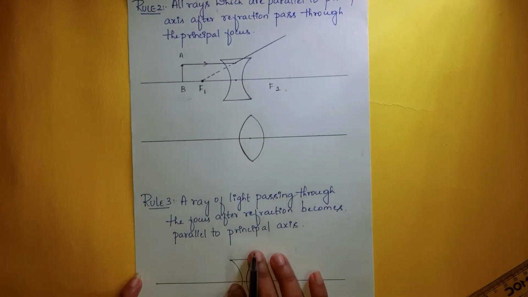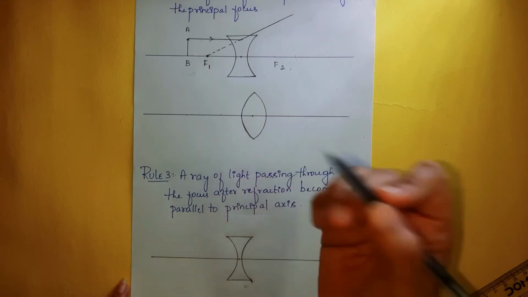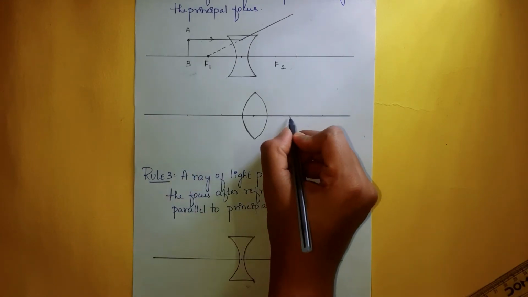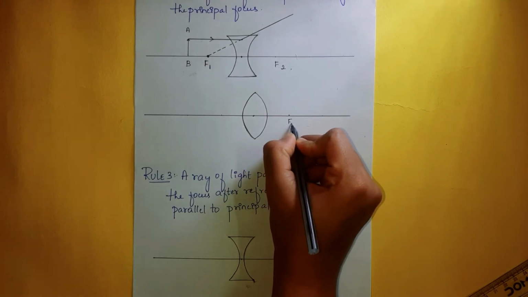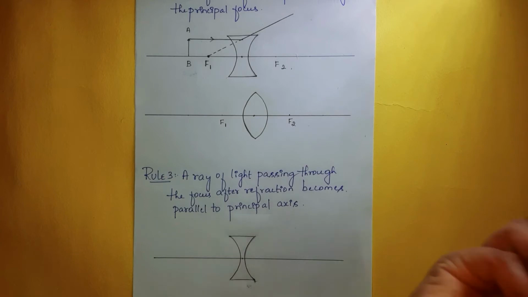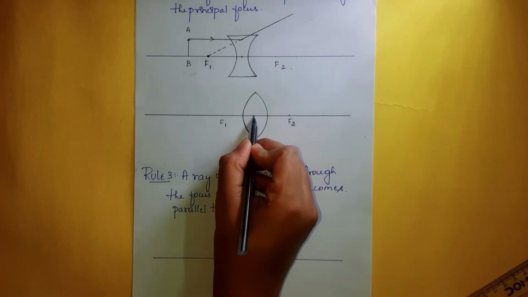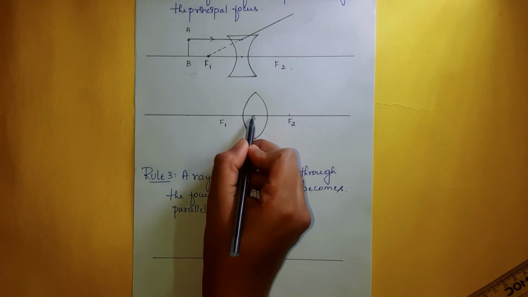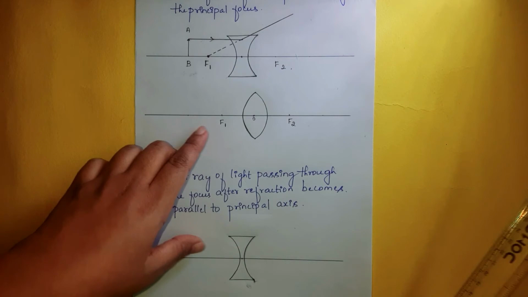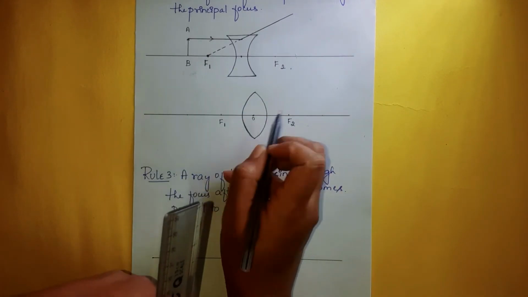Fine. Now we'll apply rule number 2 for a convex lens. This is the optic center. I'll mark this as F2 and this as F1. Here I have taken a 3 centimeter distance from O, that is the optic center, to F2. From O to F1 also I have taken 3 centimeters, so that I can get the proper image. You can use the scale and proper measurements.